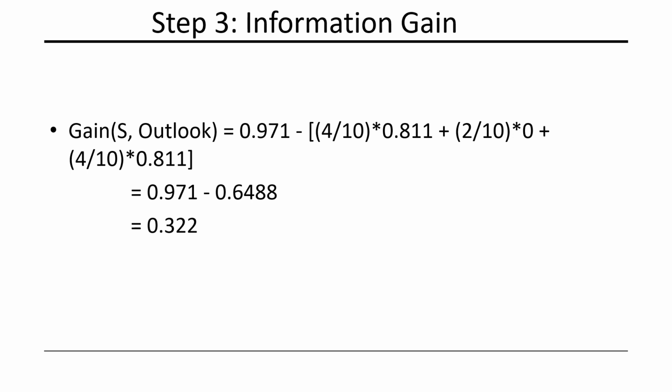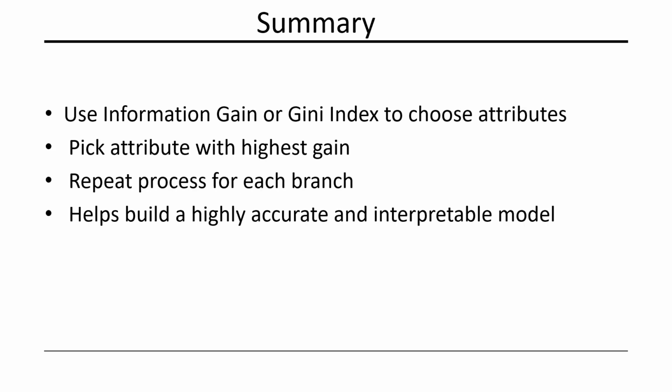And similarly, plus 2 by 10 into 0. That is overcast entropy plus 4 by 10, 0.811. So for three categories, I've calculated for whether to play tennis or not. According to that equation, I got my gain value is around 0.322. This is my information gain value.